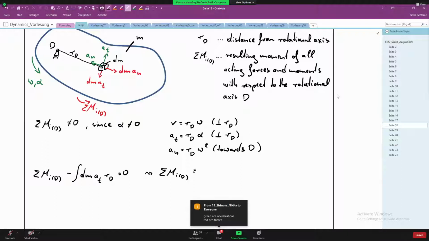Yes, green are the accelerations. They are our kinematic variables, and red are forces. Excuse me, Professor, why do we integrate the formula? Because dm is just our one mass point, our tiny infinitesimal small mass element, but our rigid body consists of all the mass elements added together. And then if I integrate, I obtain the entire system. So of course, otherwise I wouldn't be able to draw the system, draw the figure.